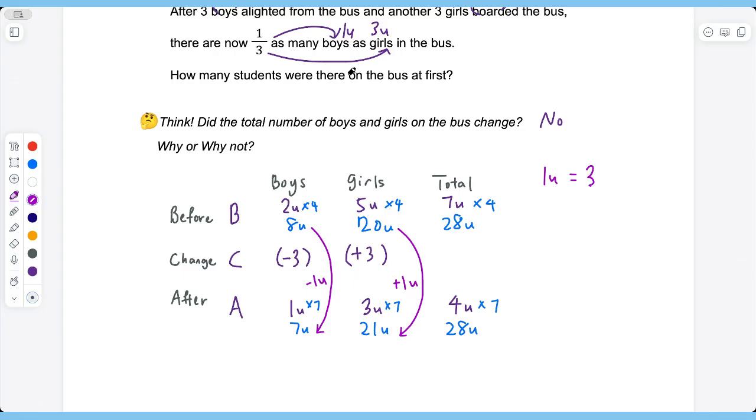How many students were there on the bus at first? We are looking at 8 units of boys at first and 20 units of girls at first, or the total of 28 units. We can directly find 28 units. So 28 units will just be 3 times 28, and that gives us 84 boys and girls in total on the bus at first.